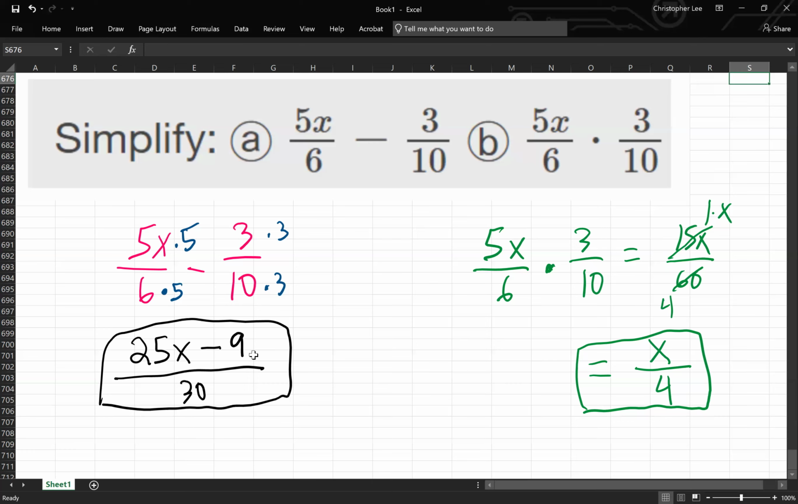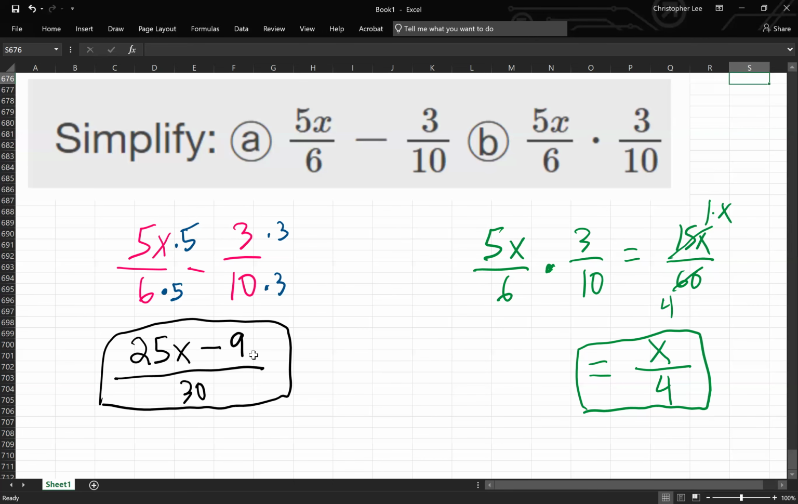For B though, I can multiply the numbers together. How you multiply fractions is straight across: numerator with numerator, denominator with denominator. So 5x times 3, boom, 15x. 6 times 10, boom, 60. And then you just reduce it.